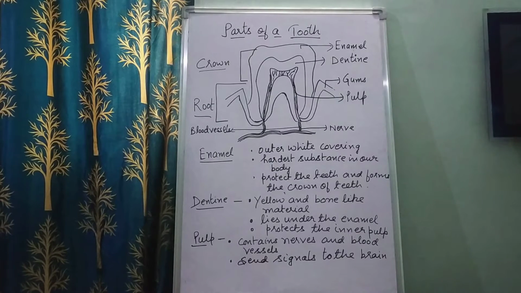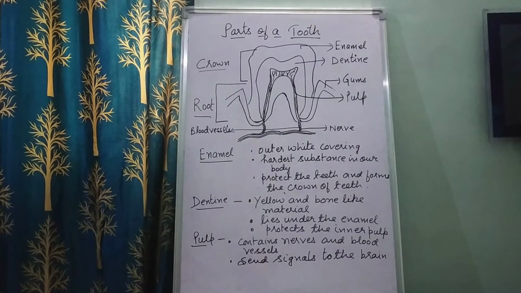The crown is the part we see. The crown is the part which we can see, right? But the root, children, we cannot see. The crown is the part we see, whereas the root is the part inside the gums that we cannot see. And these gums hold the teeth in their places.